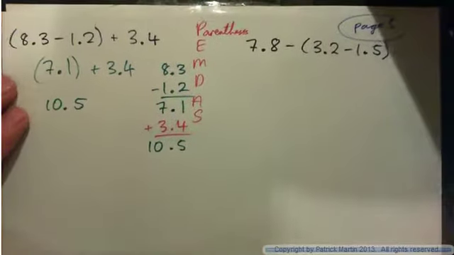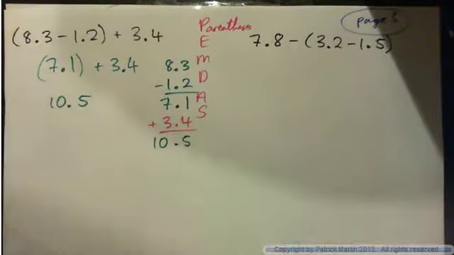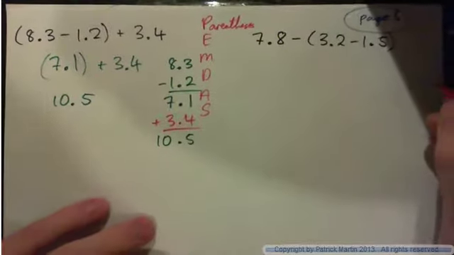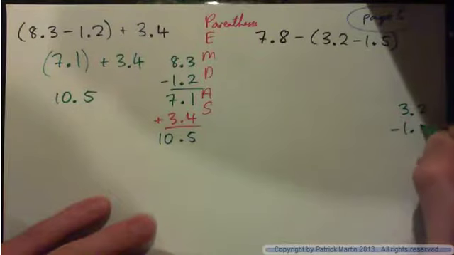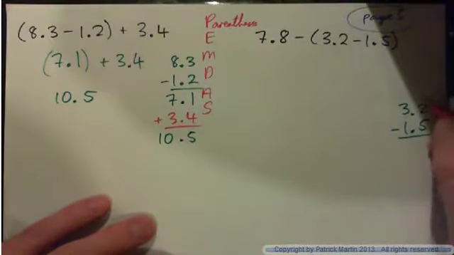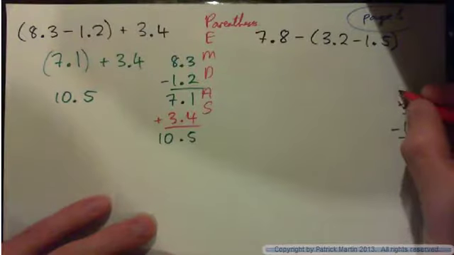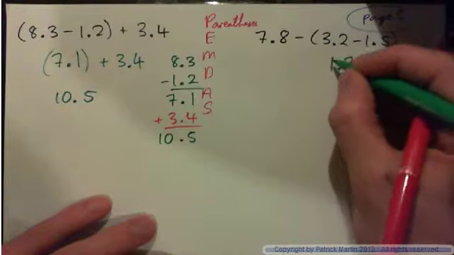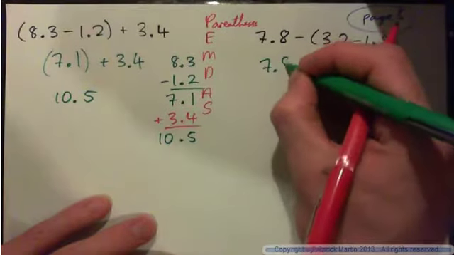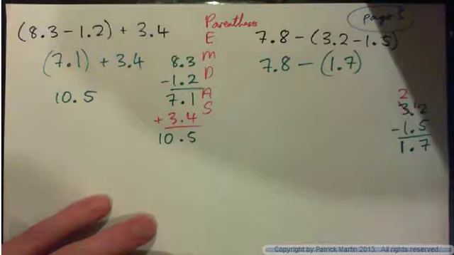Now can you calculate this one? Press pause and try this one. What do you think you need to do first on that? Parentheses again? Yep. So let's do that to one side. 3.2 minus 1.5. 2 minus 5 is not going to happen. Cross that off, carry 1 over. 12 minus 5 is 7. Decimal point goes down here. 2 minus 1 is 1. So this becomes 1.7.